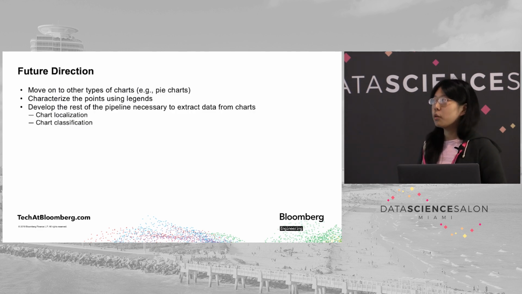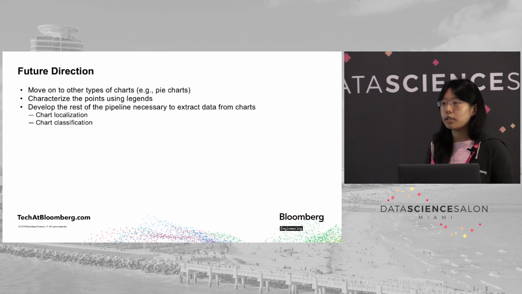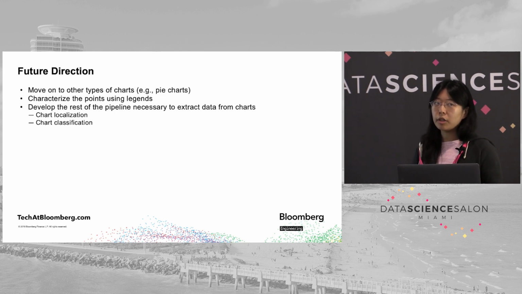Some future direction notes. We are moving on to different types of charts because, as you know, financial documents contain pie charts and bar graphs. Similar techniques can be used using computer vision. Secondly, some charts contain legends, so can we characterize the points using that information?